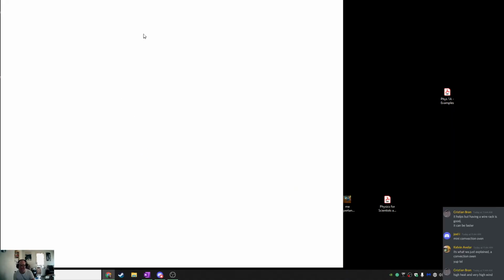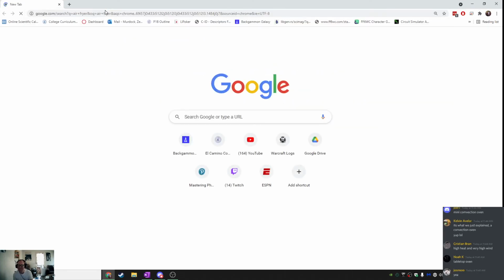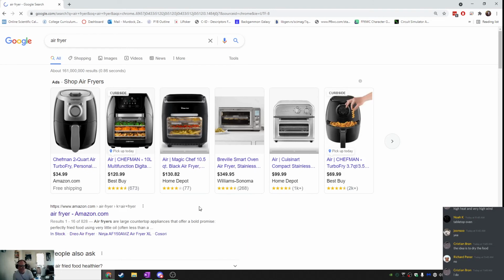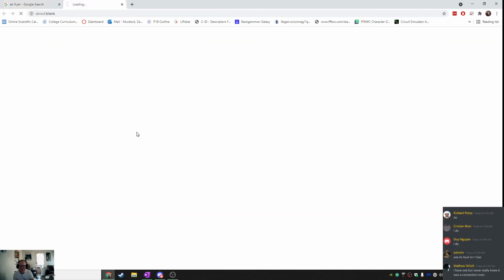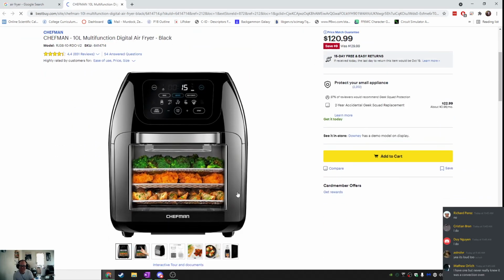Does anyone here have an air fryer? What do they look like? It's kind of like a toaster oven. It looks a lot like a toaster oven. But you can fry stuff in these things? Huh.